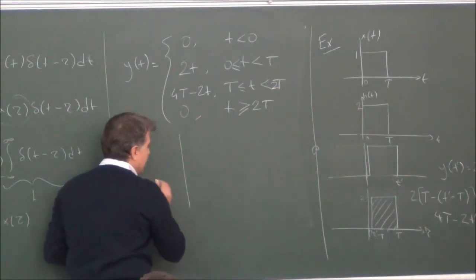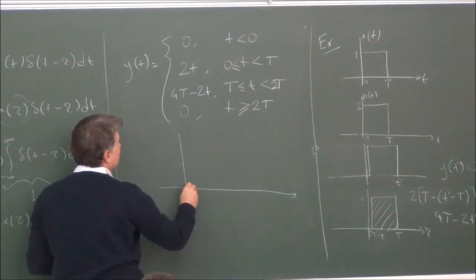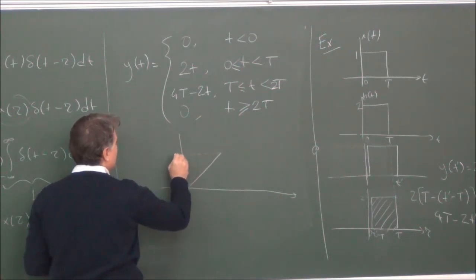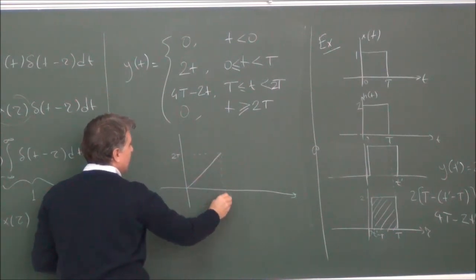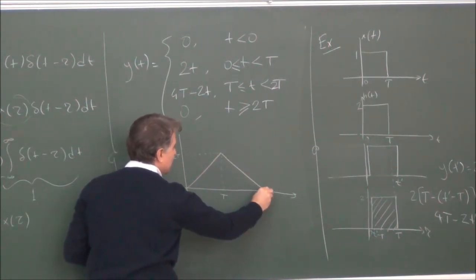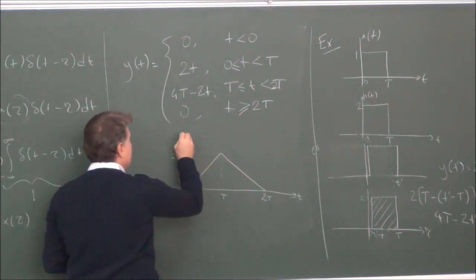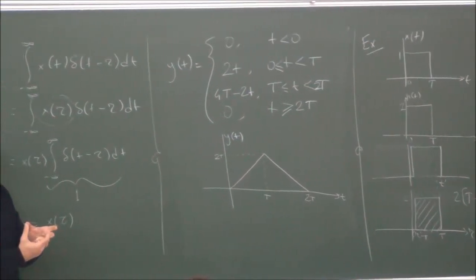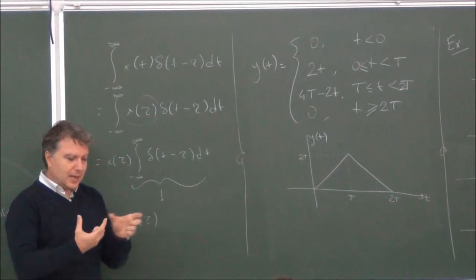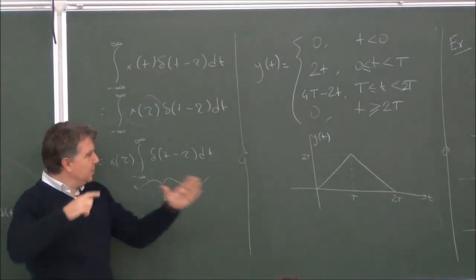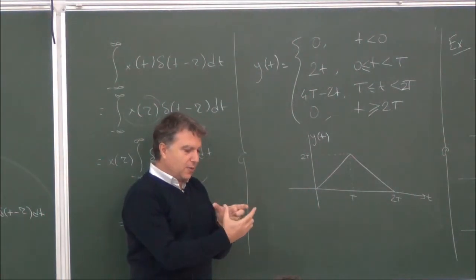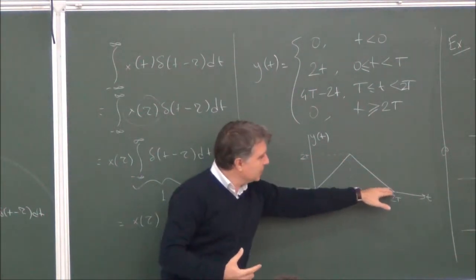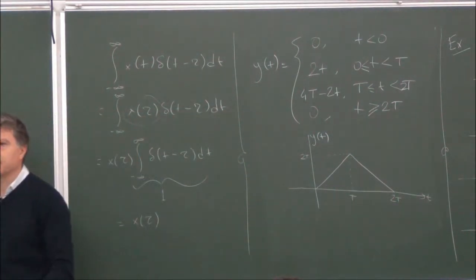If you just draw it, you will find the value reaching 2 capital T at capital T and then decreasing back to 0 at 2 capital T. This is the time axis and this is the output, y of t. This shape you may expect, right? Because more and more are overlapping, and at the exact match they overlap at the peak, increase to peak, and afterwards the overlapping will decrease and decrease and it will go down to zero and it will stay zero after there is no overlap.